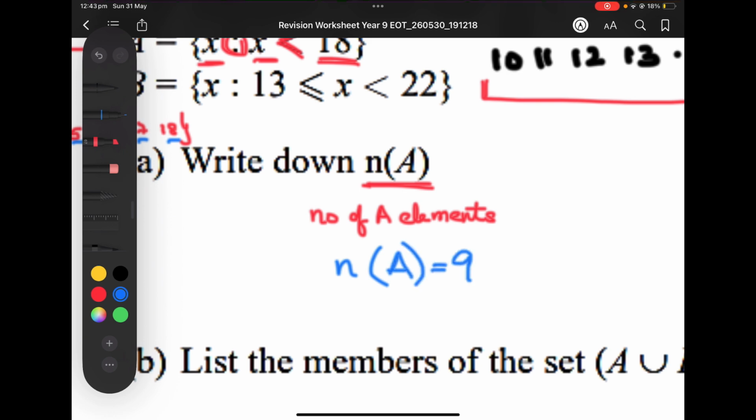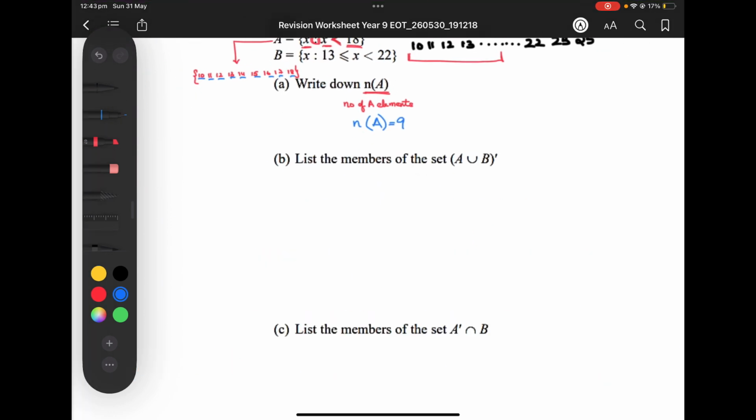We will first write the set, and then n means we have to give the quantity of the set. We give the quantity of the set in here. Okay, cool. Next: the list of numbers of the set A union B complement.